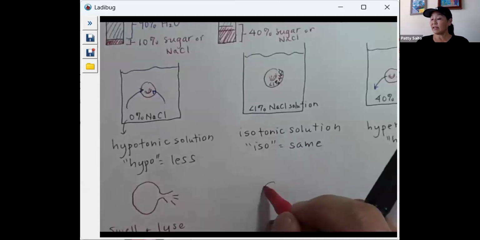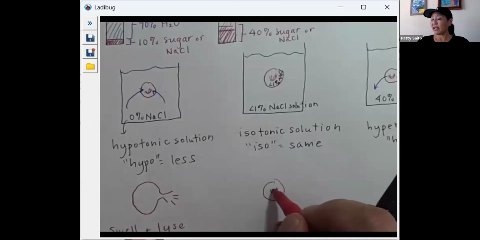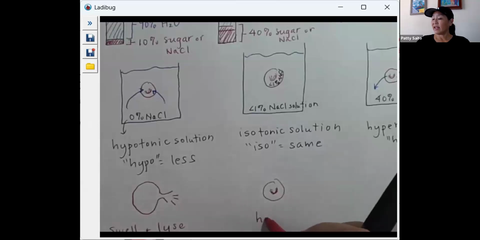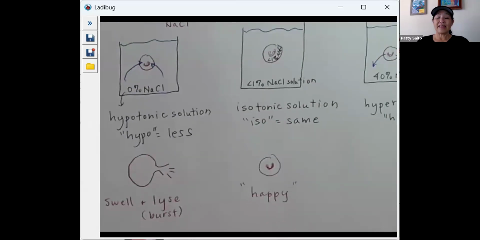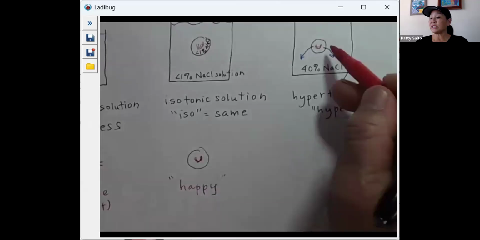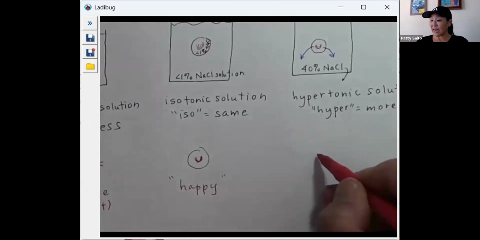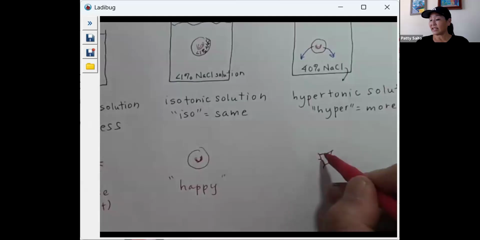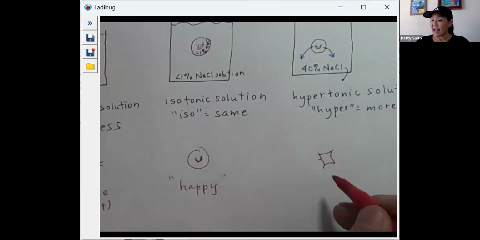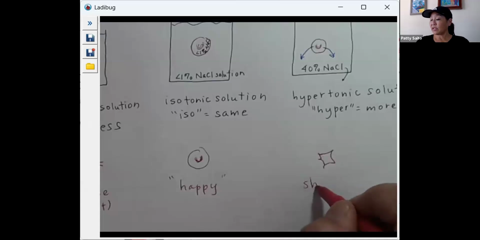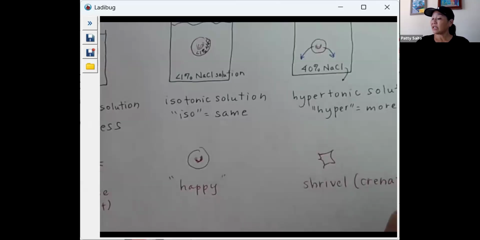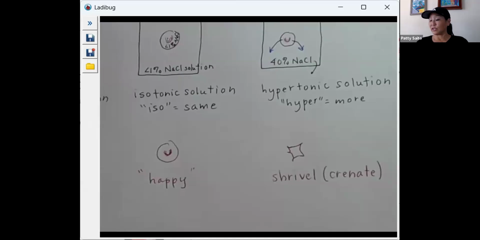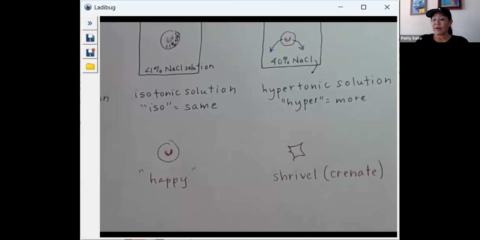What happens to this red blood cell? Nothing, it's happy. If a red blood cell can be happy. And then this third one, what happens to it? We see the water coming out, being sucked out. It gets all weird like that and it shrivels. Another name for shrivel is crenate. Crenation is like something shrinking or shriveling, with red blood cells. Does that make sense?